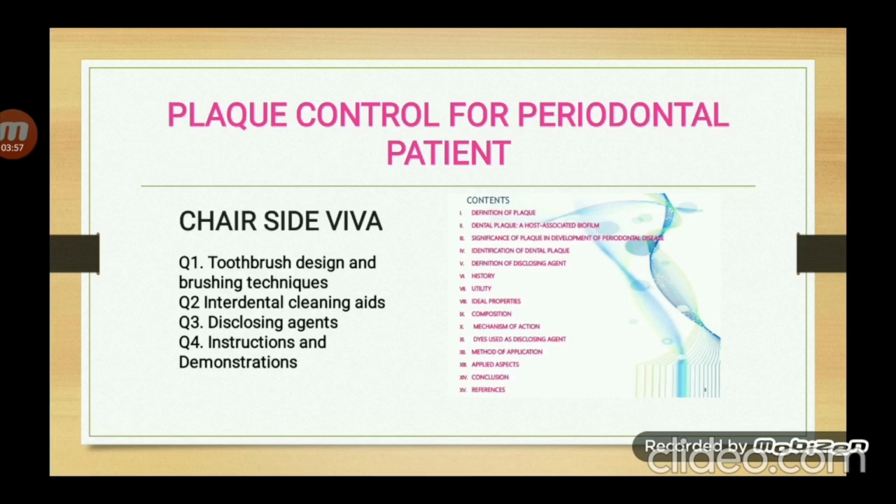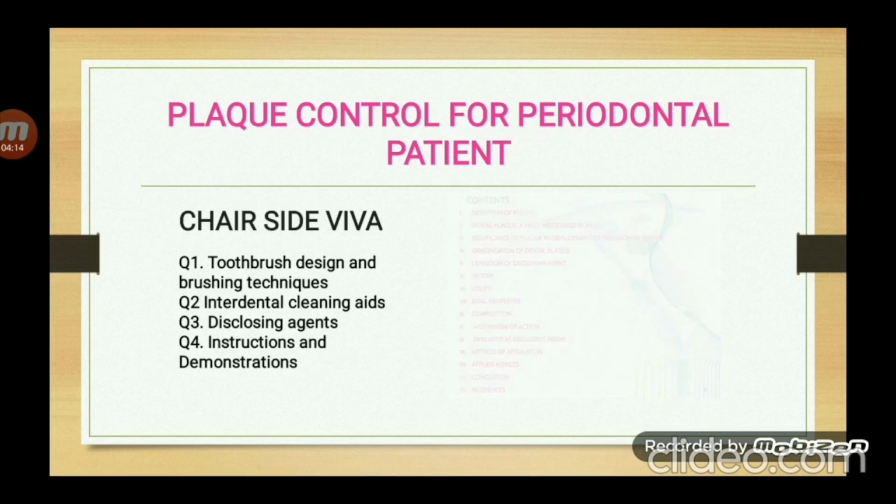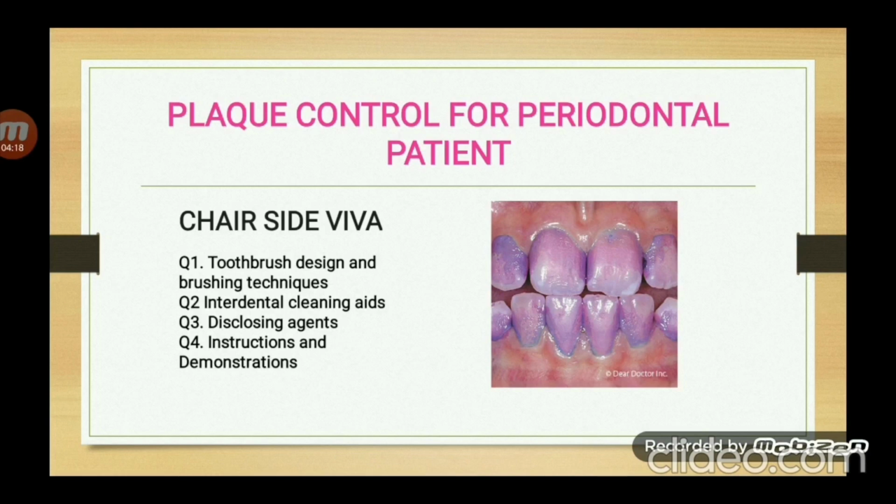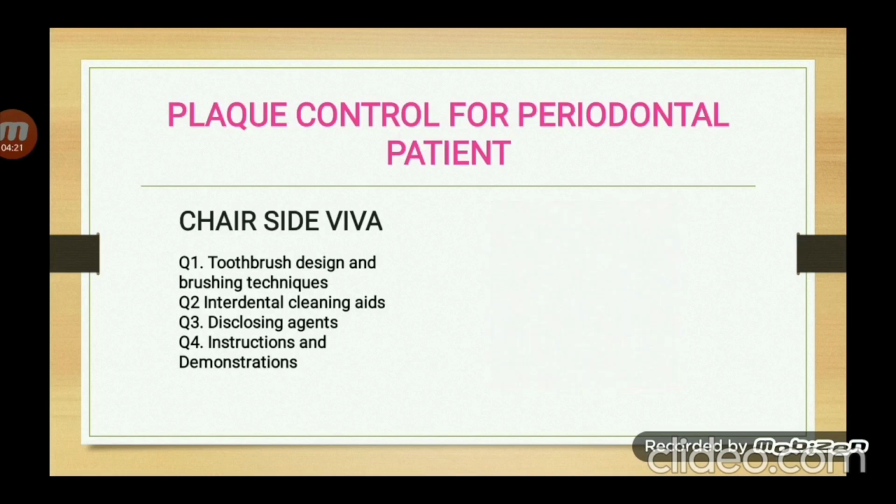What you should know under this topic is the definition, its history, its utility, that's the indication, the properties, composition, mechanism of action, the common dyes used, method of application, and conclusion. So this is how you apply, and this is how a disclosing agent works.